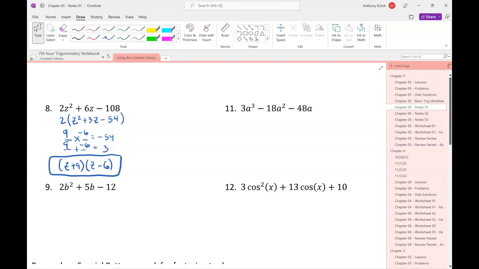Okay, number 9. First thing we check for is... Excellent. Is there a greatest common factor? No. Okay. How many terms do we have? 3. Is it in the quadratic form? Yeah, it's quadratic. Is the leading coefficient 1? Not 1. So this means we're having to do the long factoring. So we need 2 numbers that multiply to give us negative 24. That's 2 times negative 12. And then add to give us 5.